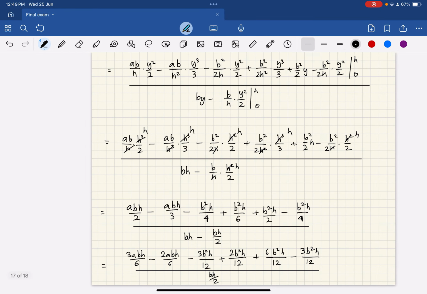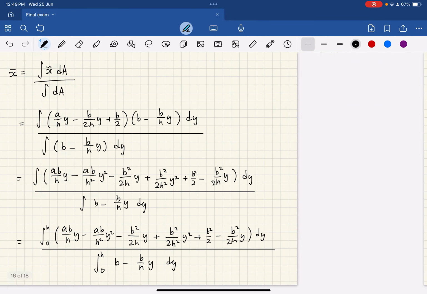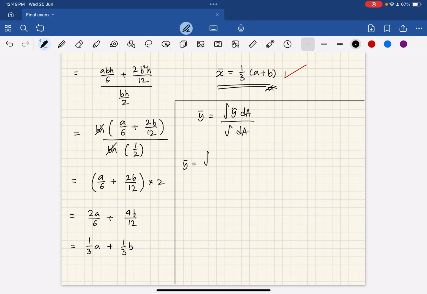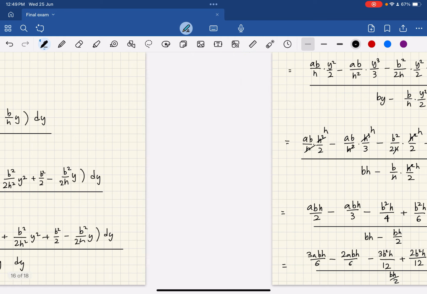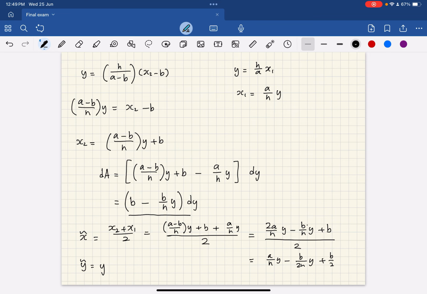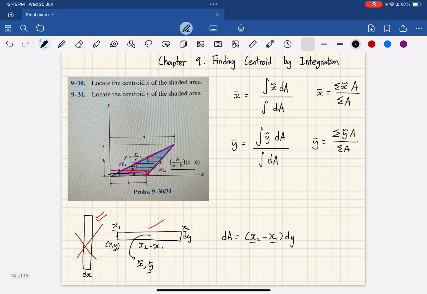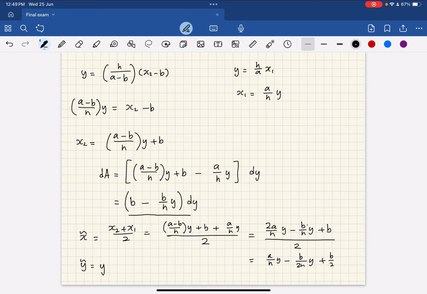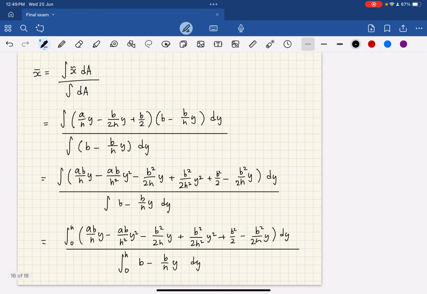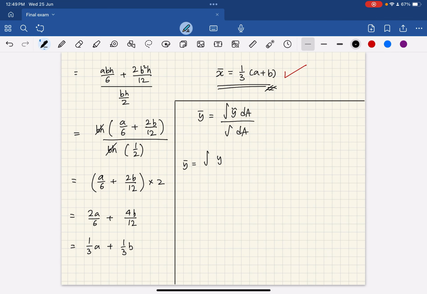So y tilde is very simple. y tilde is just y. So it's just y times our dA. Our dA, as we found earlier, was b minus b over h y dy. And the integral of b minus b over h y dy.